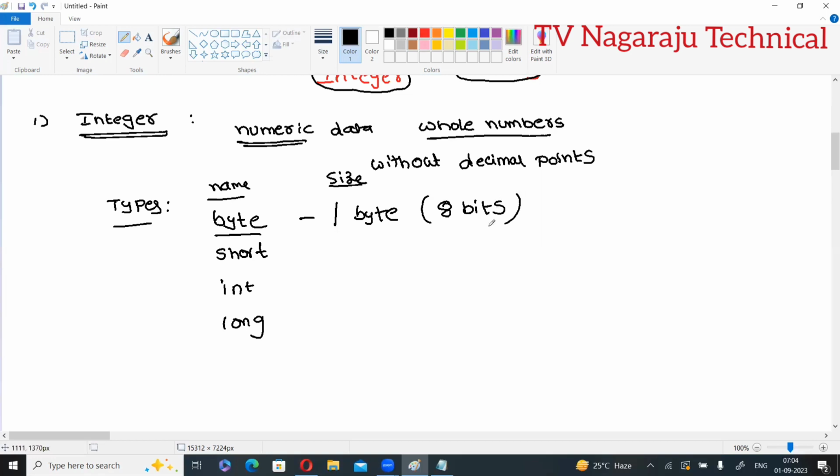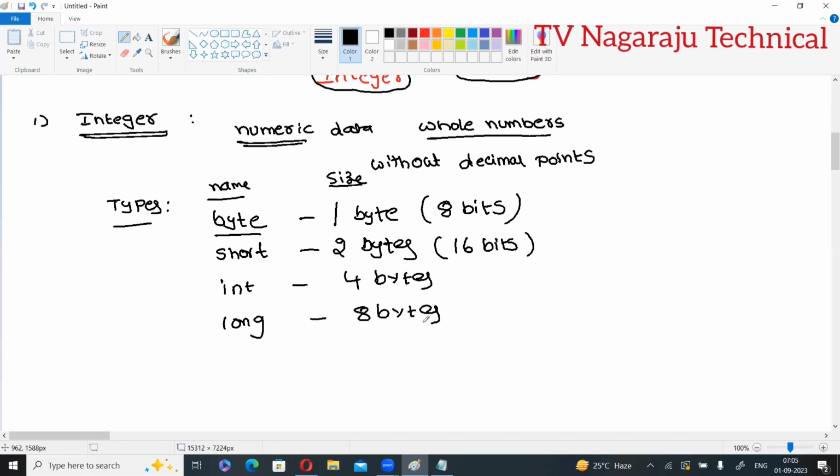Remember, every memory is in the form of binary, that is bits only. Short means 2 bytes of memory, that means 2 into 8, 16 bits. Integer means 4 bytes of memory. Long specifies 8 bytes of memory. So these are the 4 integer data types: byte, short, int, long.